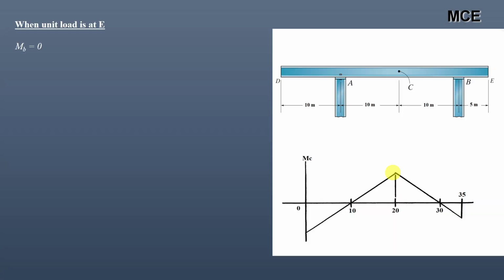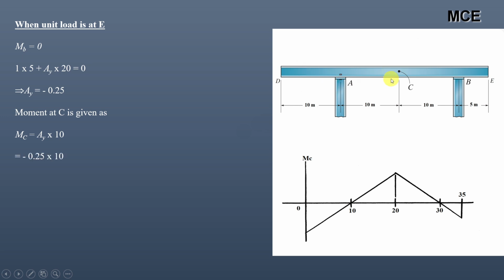After that you have to find the ordinate at E. So place the unit load at E. Again, taking the summation of moment about B equals 0 to calculate the value of vertical reaction, which is minus 0.25. And to find the moment at C, it will be AY into 10. Okay, if we consider only this portion, since the unit load is at E, so moment about C will be AY into 10. It will be minus 0.25 into 10, which is minus 2.5. So ordinate at 35 meter is minus 2.5.